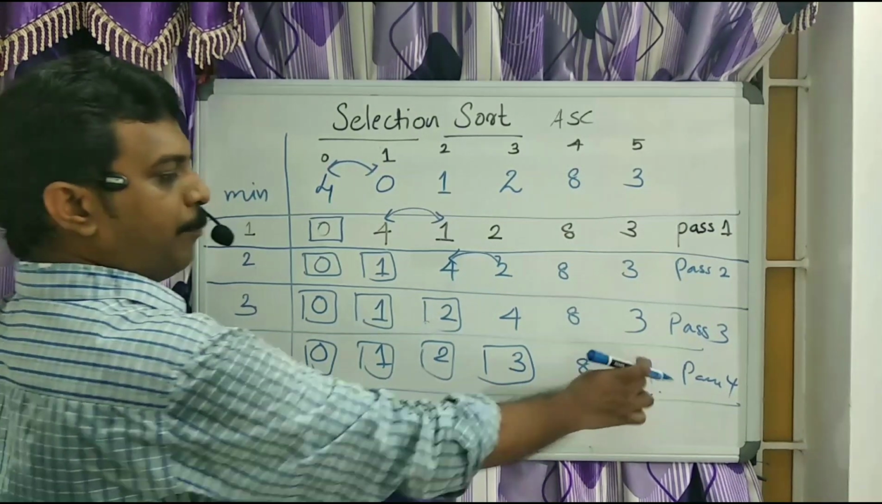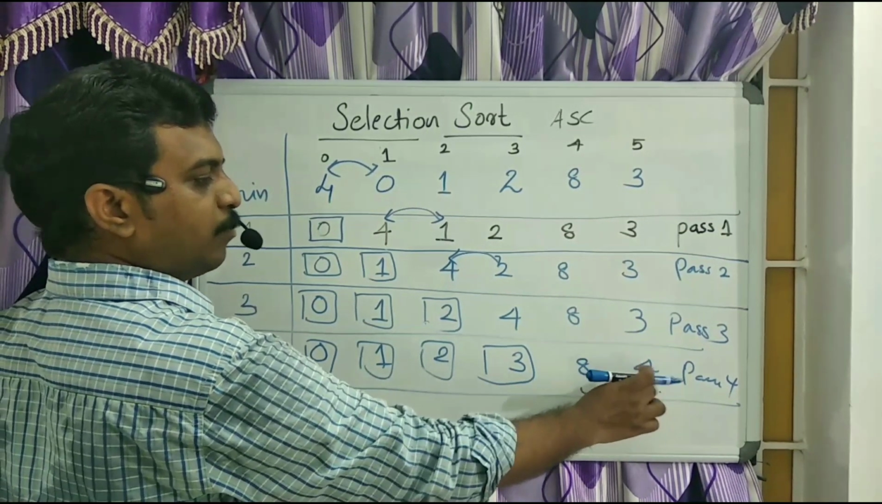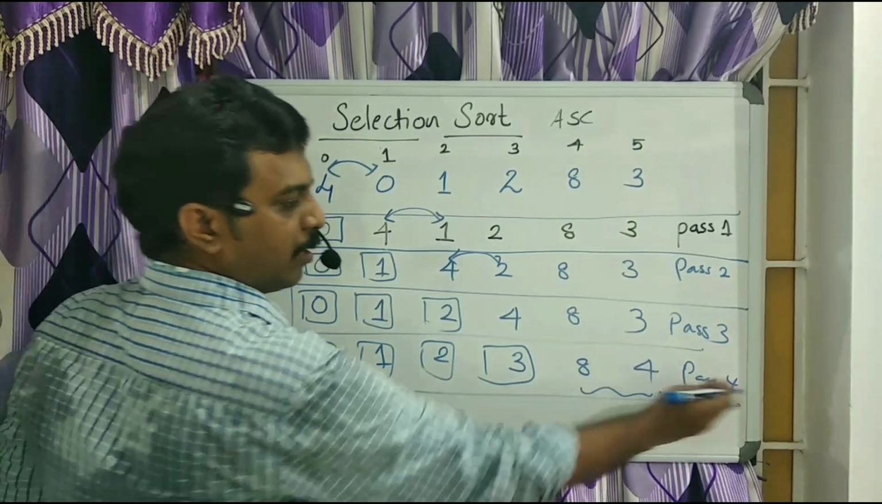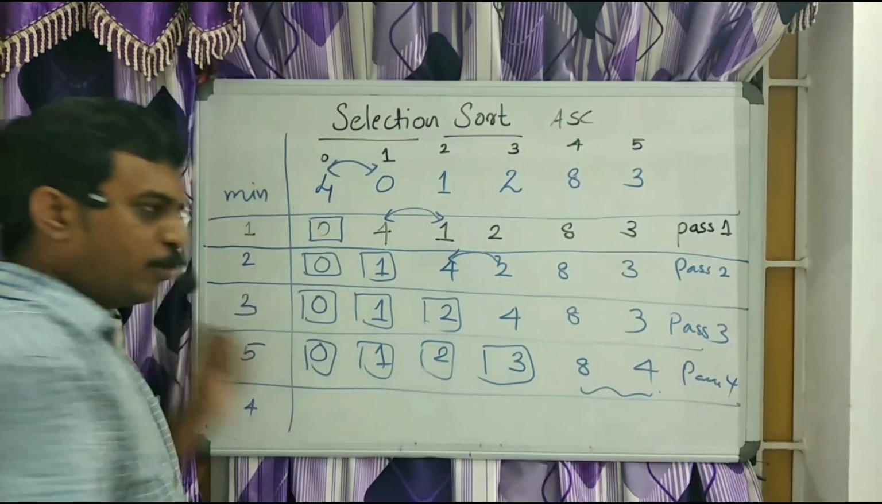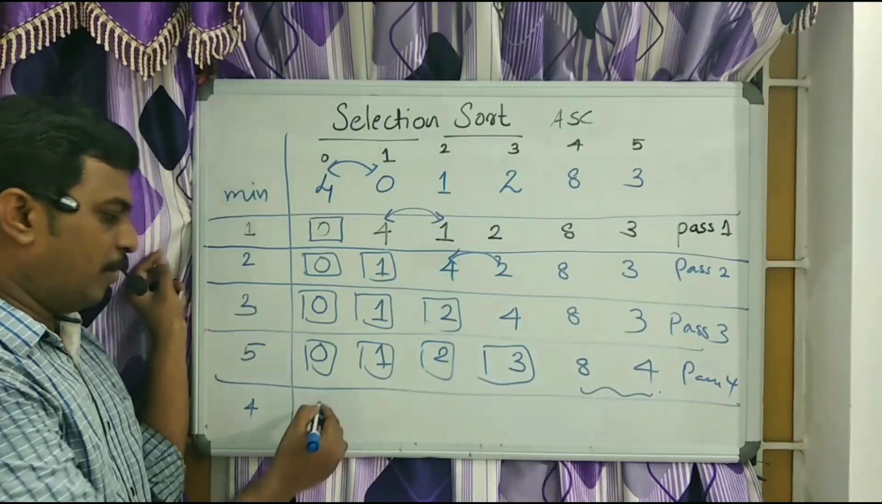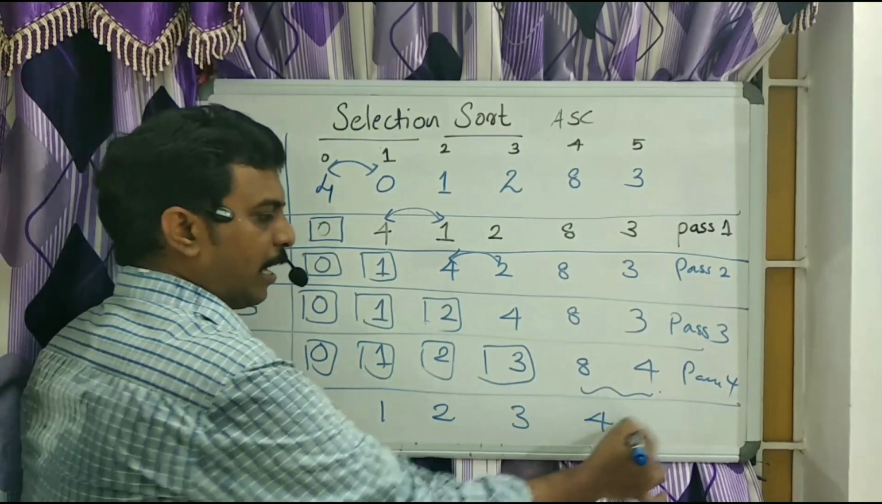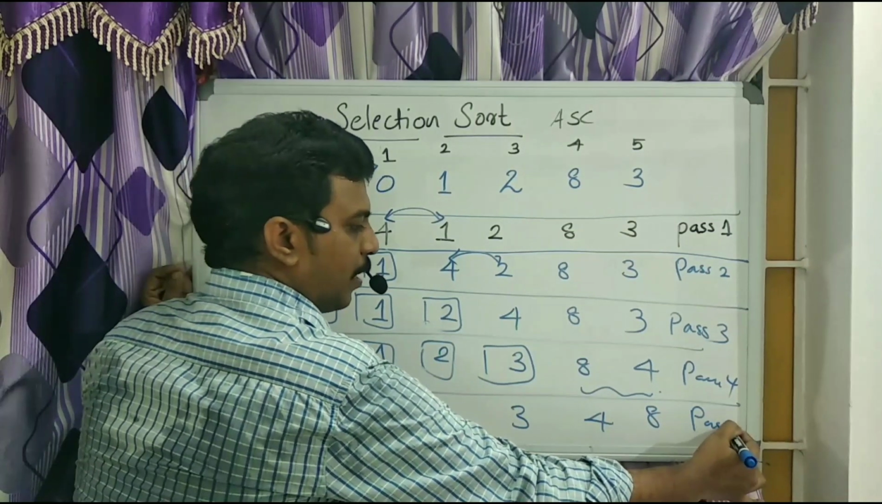Okay. Now I will compare this 8 with 4. 4 is the smallest element. When 4 is the smallest element, and there are no more elements in the list, you can simply swap this 4 and 8. So what will be the result: 0, 1, 2, 3, 4 and 8. So this is pass 5.